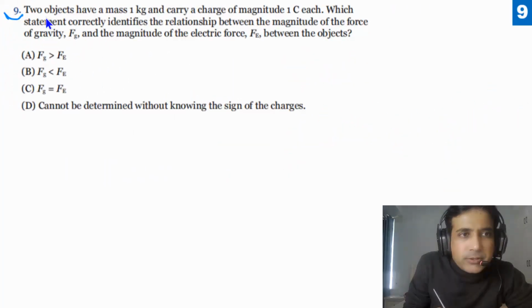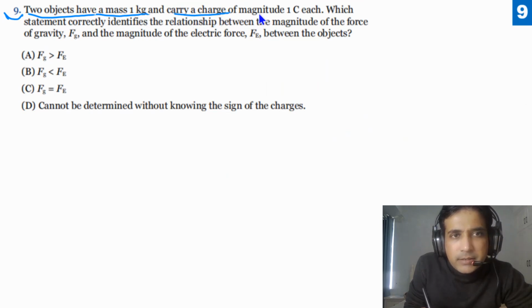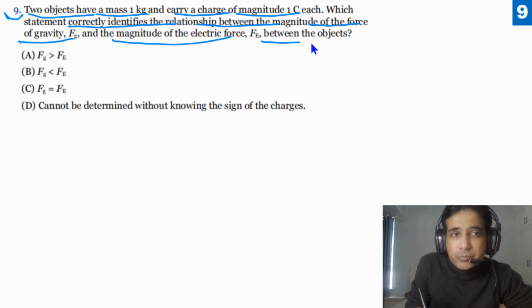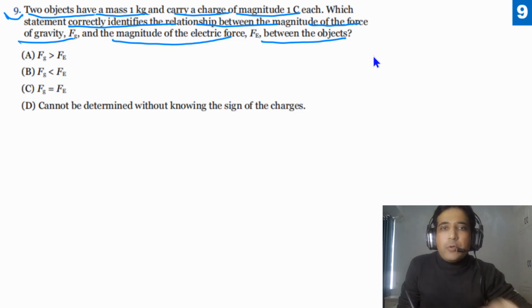For question number 9, it is given that two objects have a mass of 1 kg and carry a charge of magnitude 1 coulomb each. Which statement correctly identifies the relationship between the magnitude of the force of gravity and the magnitude of the electric force between the objects? First of all, we can sketch these two objects.